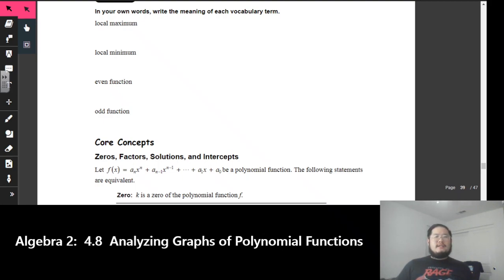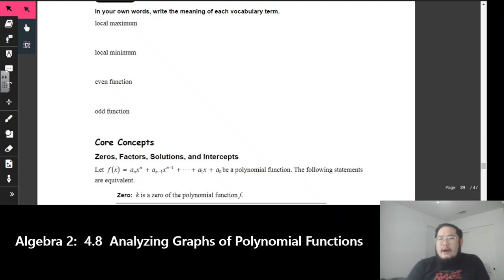Let's go ahead and get into section 4.8, which is about analyzing graphs of polynomial functions. And so 4.8, we're going to continue off where we left off at 4.6, being able to graph our functions. And remember, when we're graphing, we do need to understand, based on the degree of the polynomial, what the end behaviors are, whether it's going to go up on both sides, down on both sides, or one up, one down, based on the power being even or odd.